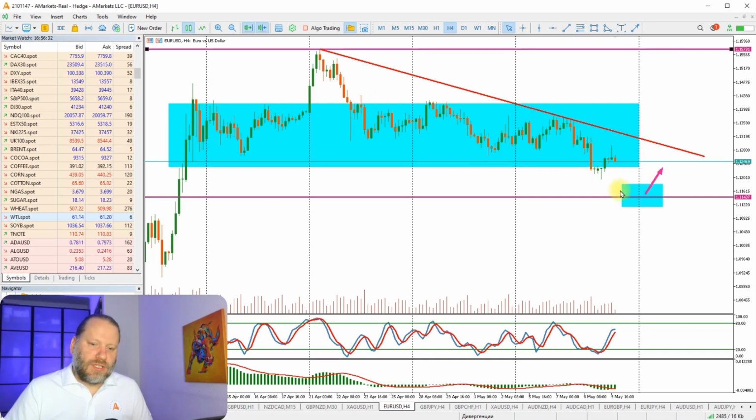So, what about the euro, we're in a downtrend, right? But as soon as the price reaches the mirror support line, I expect growth. That's my prediction. Let's look now at the other currency pairs.